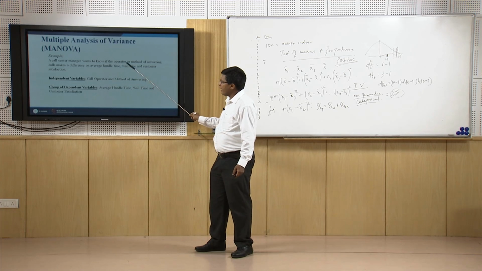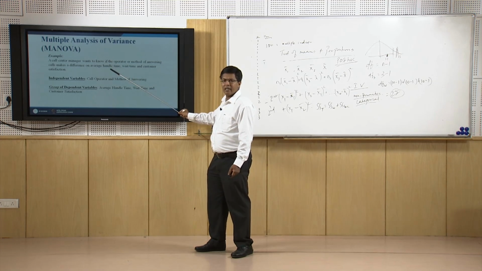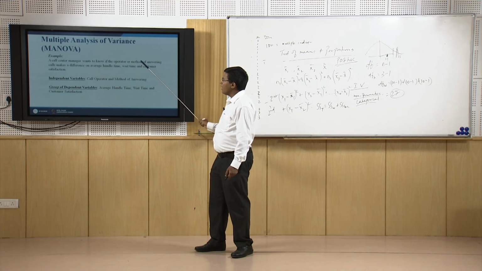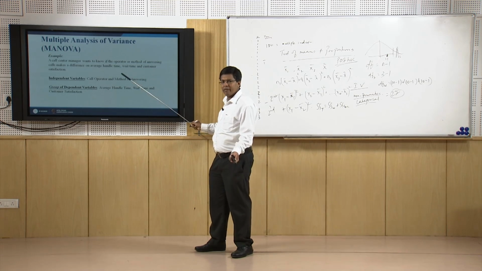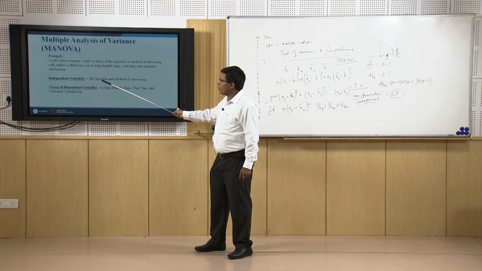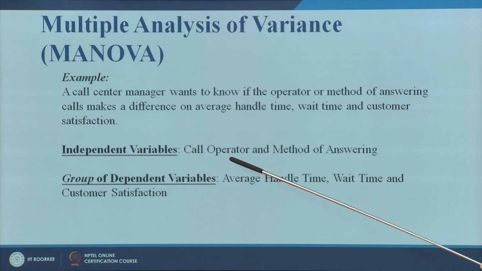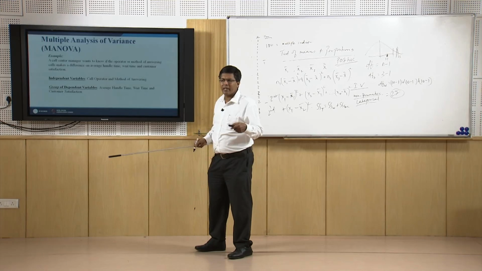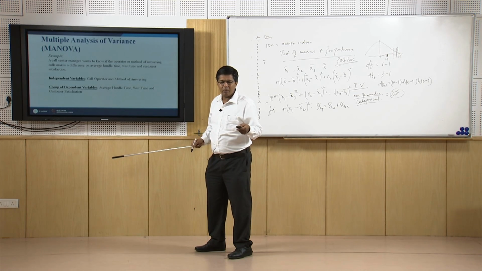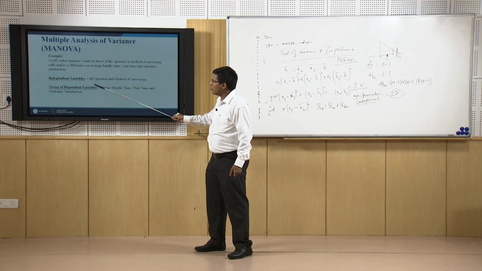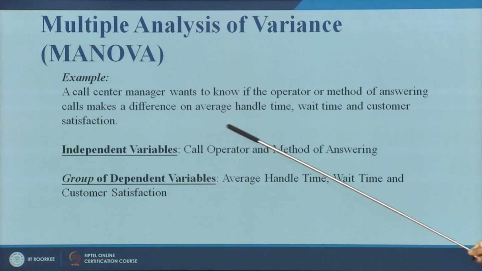Are they not related? Yes, they have a relationship: the average handle time, how much of the wait time and finally what is the customer satisfaction, these are the dependent variables. And the independent variables are now only two things, call operator. So, now who is the call operator? Let us say when we give promotions, we find out how effectively he works or how nicely he performs his job. So, how is the call operator performing, let us say in that case, right.